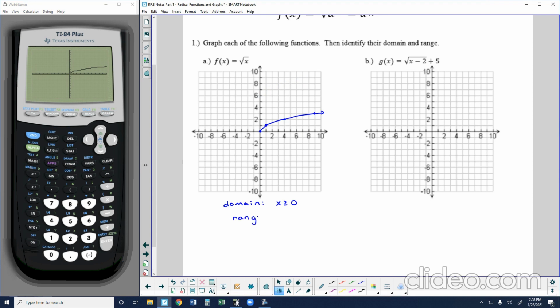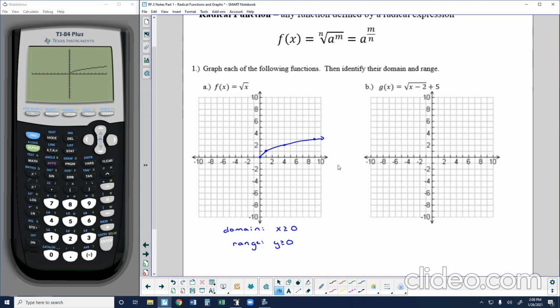The range would actually be the same on the y's. The range are the y values that are included in the function. In this case, we start at the lowest y value of 0, and we go up forever as we go off to the right. So the range would also be y is greater than or equal to 0.